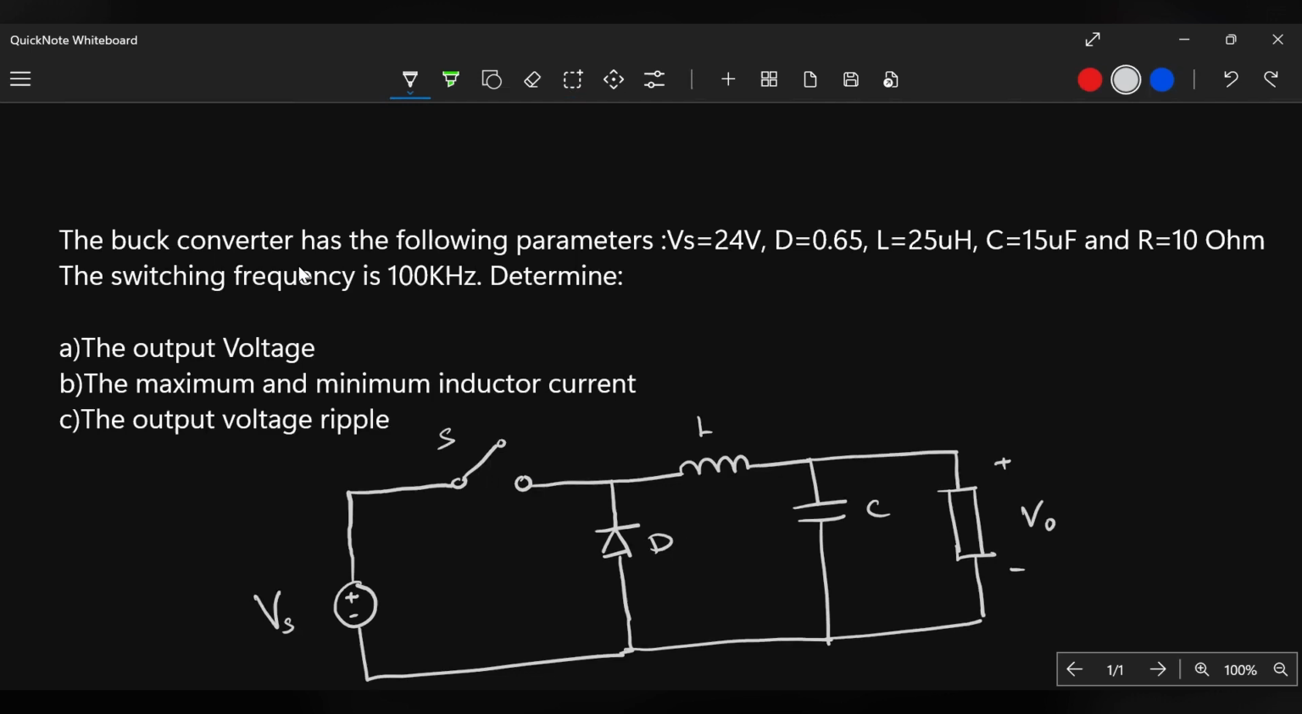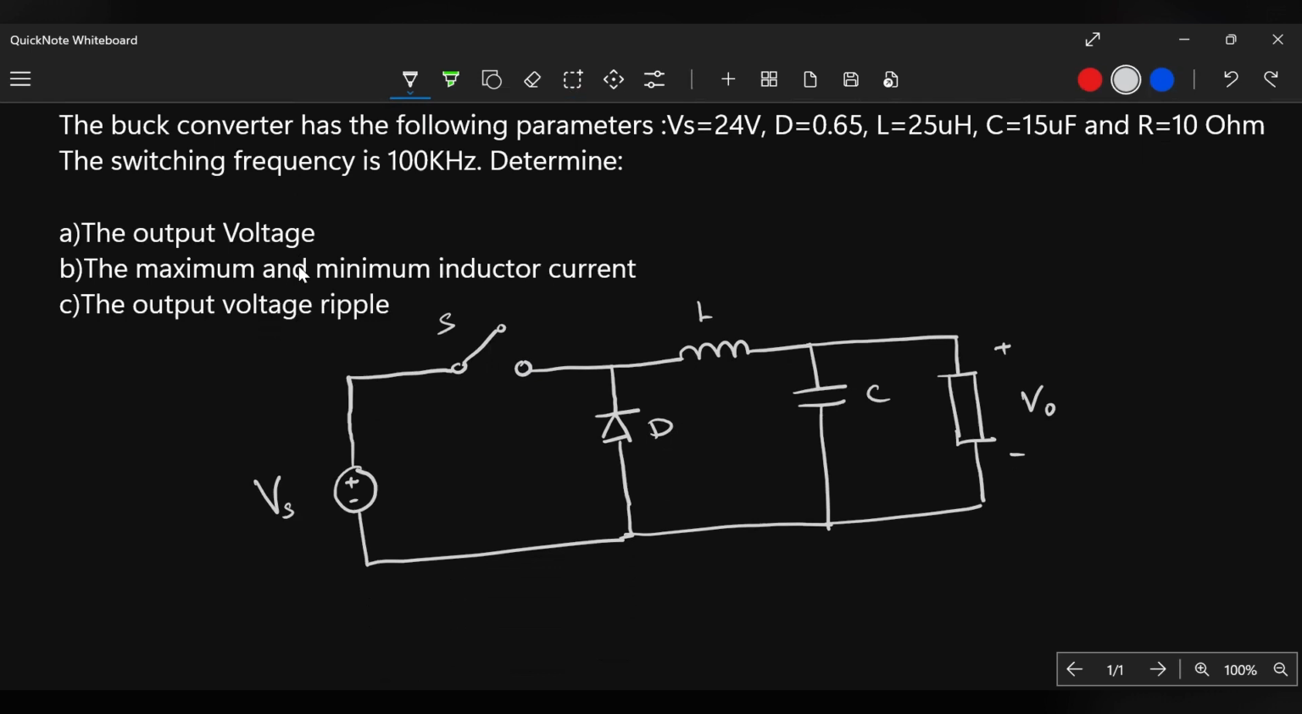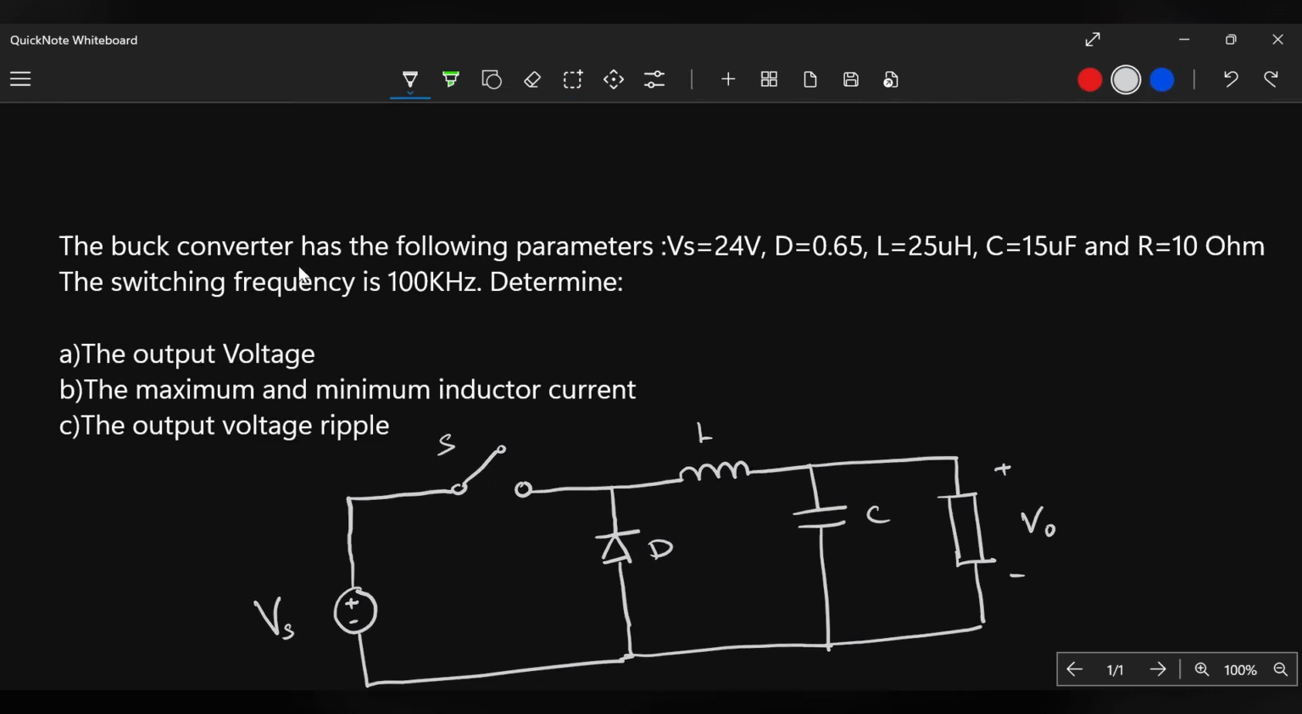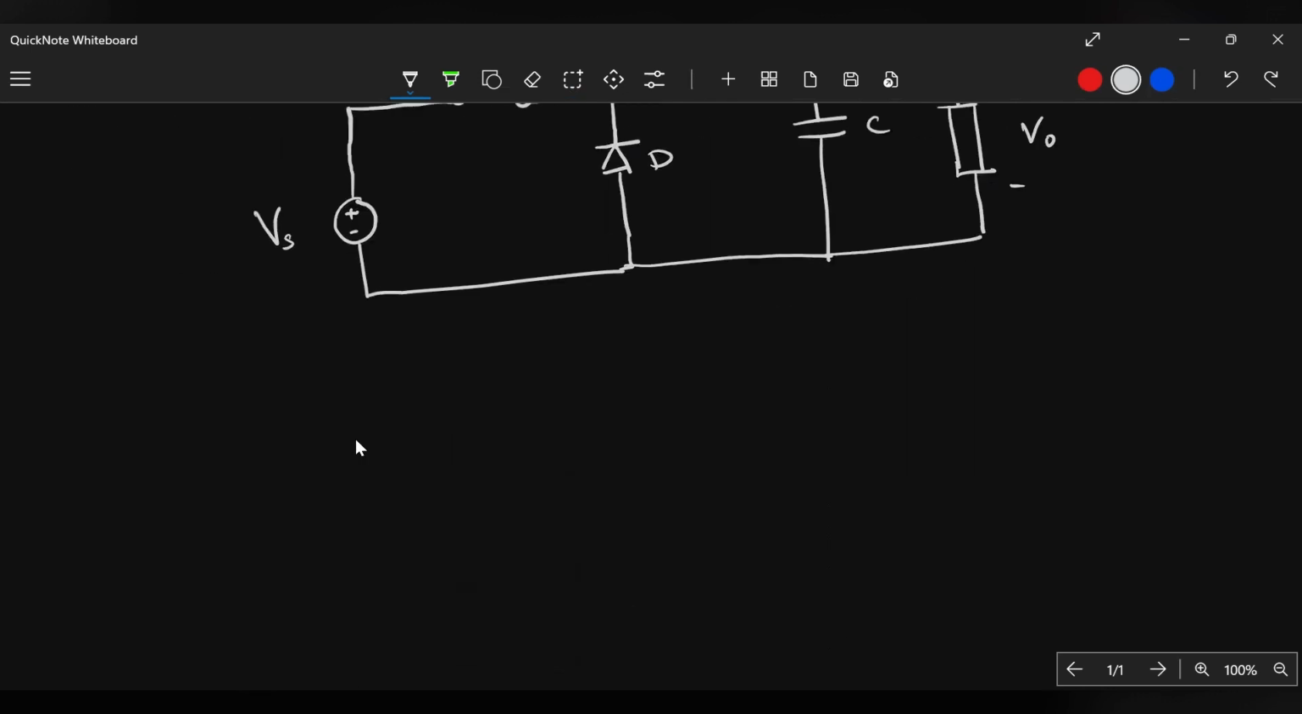I'm not going to go into much detail about the formulas and the calculations. I'll do that in the videos, of course. But in this problem, I just want to solve a problem: find the output voltage and also the maximum and the minimum current of the inductor. Here we just use a couple of formulas.